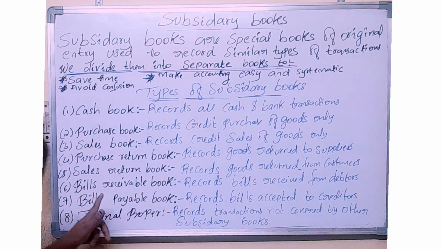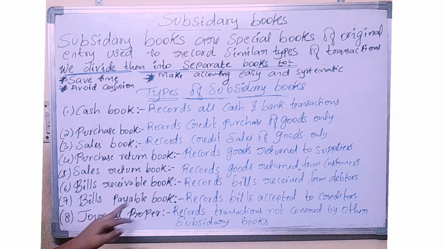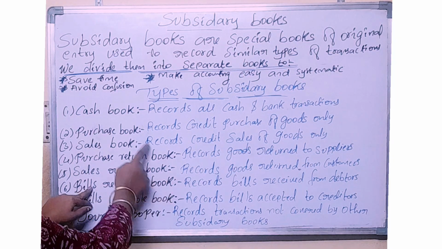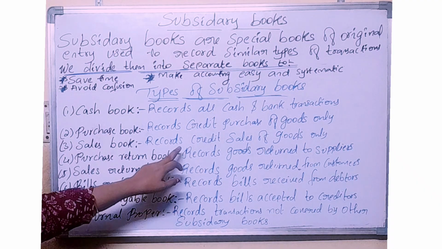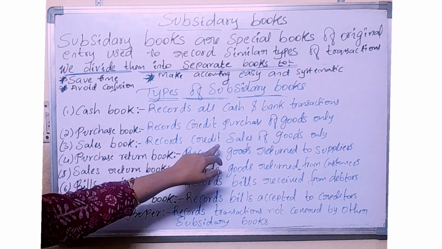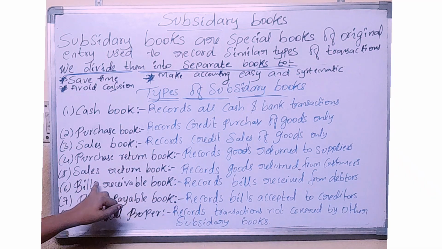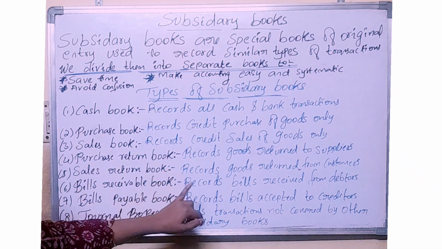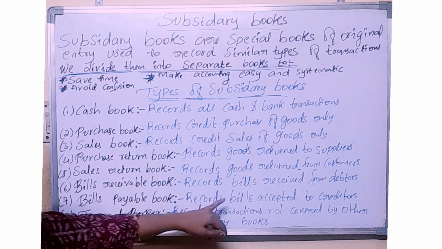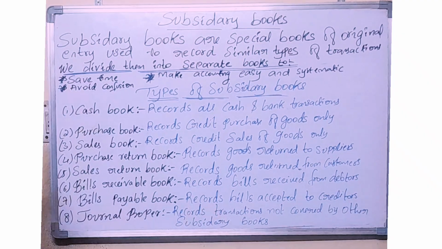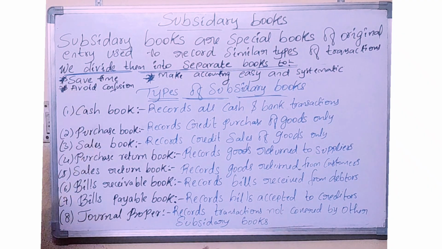Is that clear? Now bills receivable book records bills received from debtors. Why bills receivable book? If you sold goods on credit basis, you will get money, right? That is going to happen in this type of book, the bills receivable book, which records bills received from debtors. Bills payable book records bills accepted to creditors. General proper records transactions not covered by other subsidiary books.